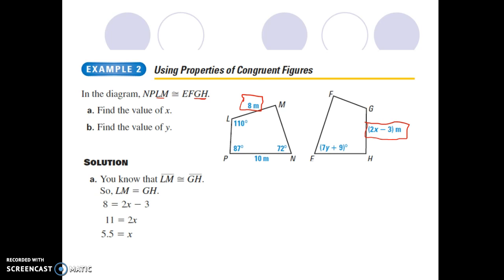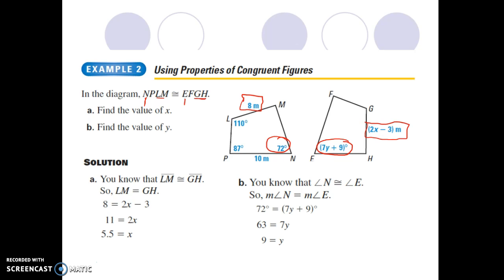For the second part, we're looking for y. So if I look at my diagram, I have y is the value of angle E, and E corresponds to angle N, which is 72 degrees. So then I can set up the equation 72 equals 7y plus 9. And again, using my algebra, I can solve and get y equals 9.